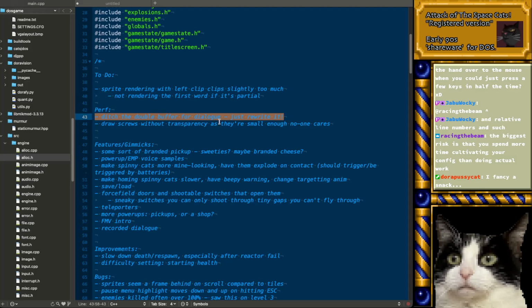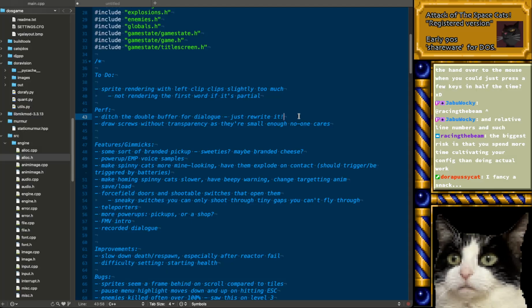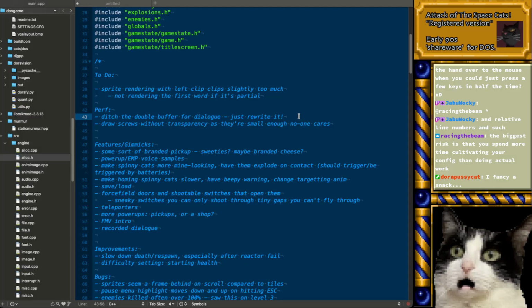Come to think of it, I've realised as well that it's not just the dialogue. The other bit of the game that performs terribly and that has no real justification for performing so badly is the front end, the menu itself. And it's for the same reason. It's double buffered, and it shouldn't be.